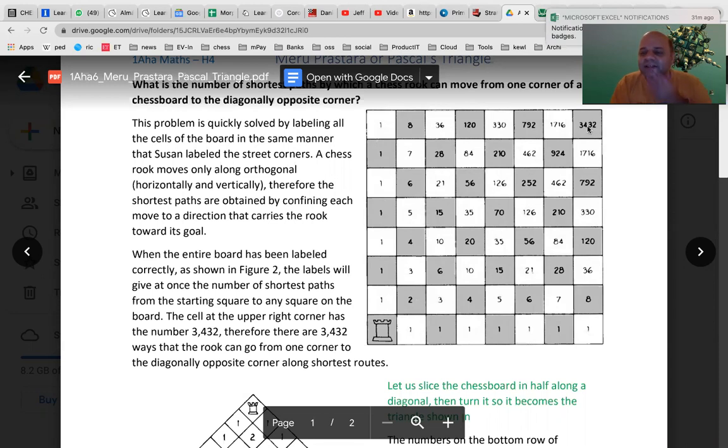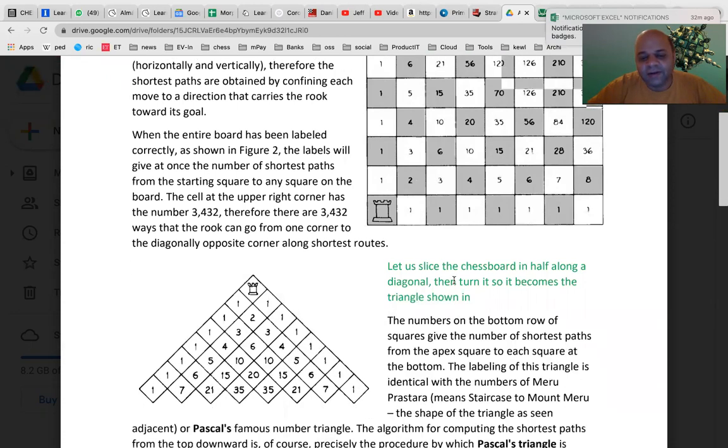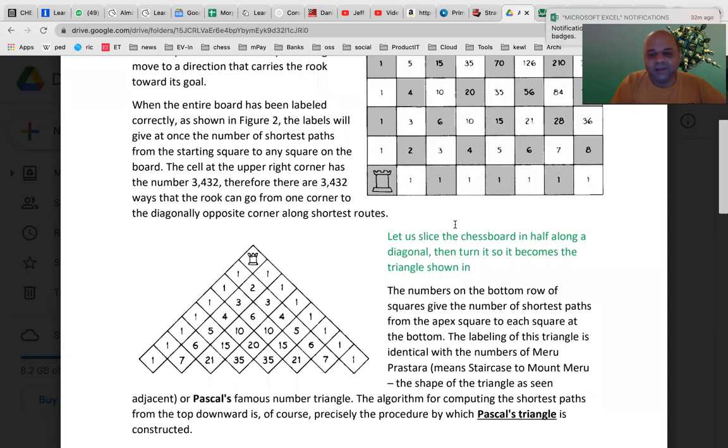Finally, you will get the number 3432. Now imagine you take this triangle and turn it around. What will you see? If you turn it around vertically, the rook is here, then 1 1, then 1 2 1, then 1 3 3 1.